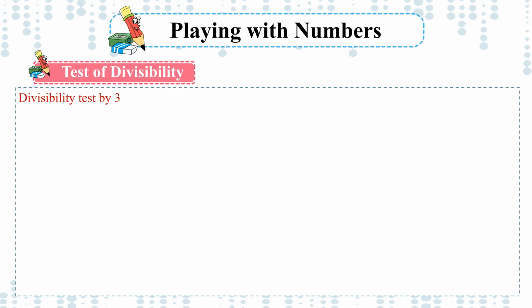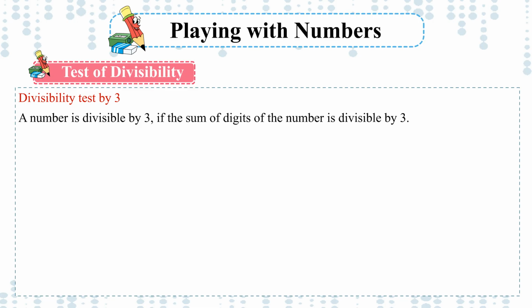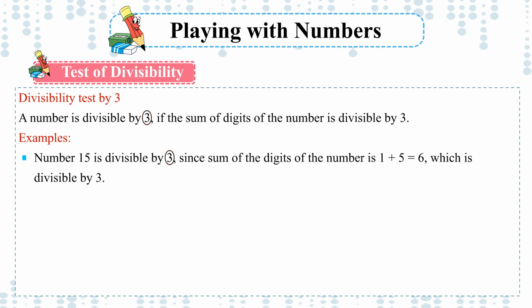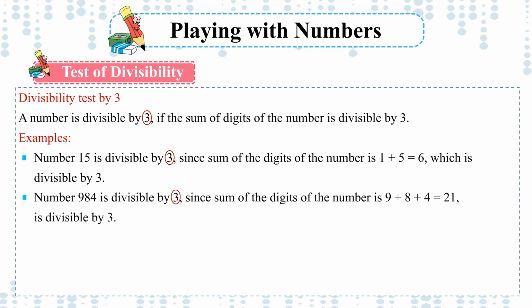Divisibility test by 3. A number is divisible by 3 if the sum of digits of the number is divisible by 3. Examples. Number 15 is divisible by 3 since the sum of the digits of the number, 1 plus 5, is equal to 6, which is divisible by 3. Number 984 is divisible by 3 since the sum of the digits, 9 plus 8 plus 4, is equal to 21, which is divisible by 3.